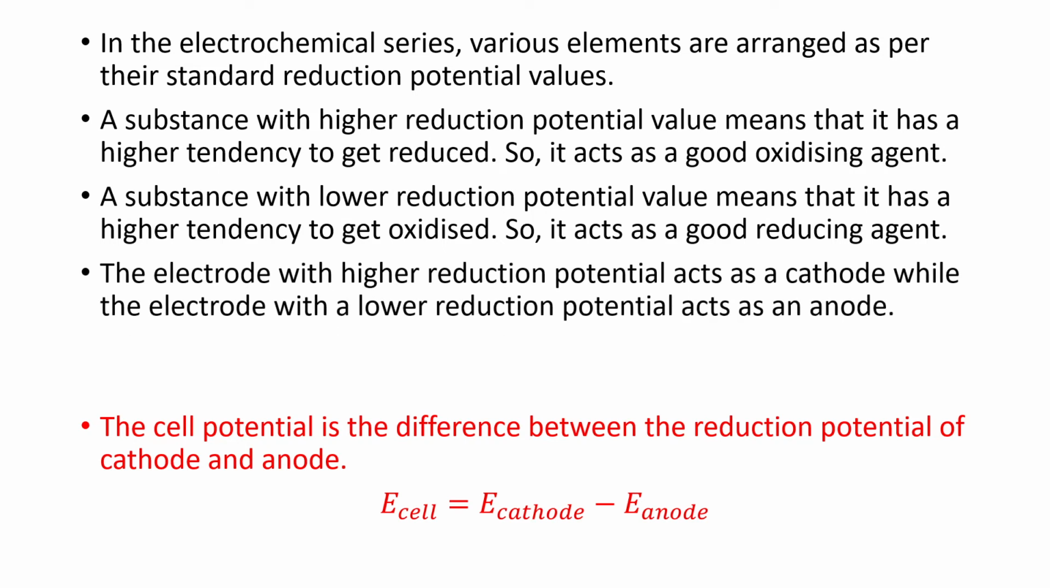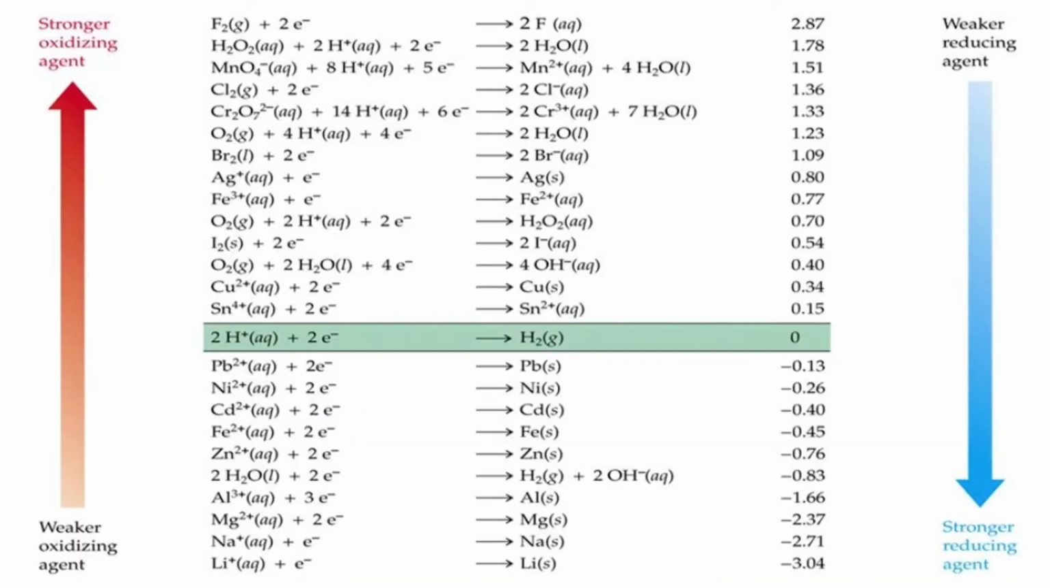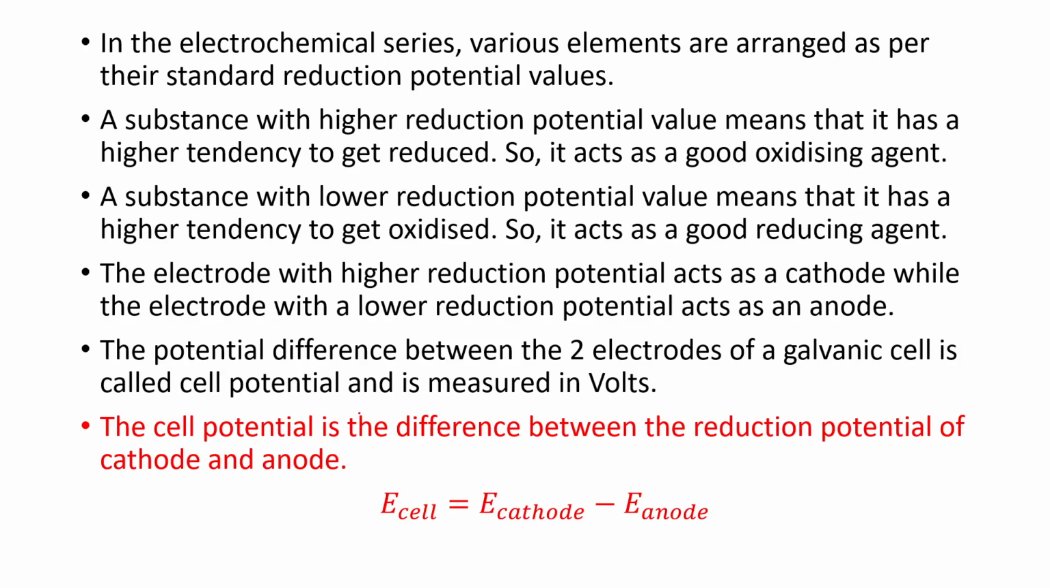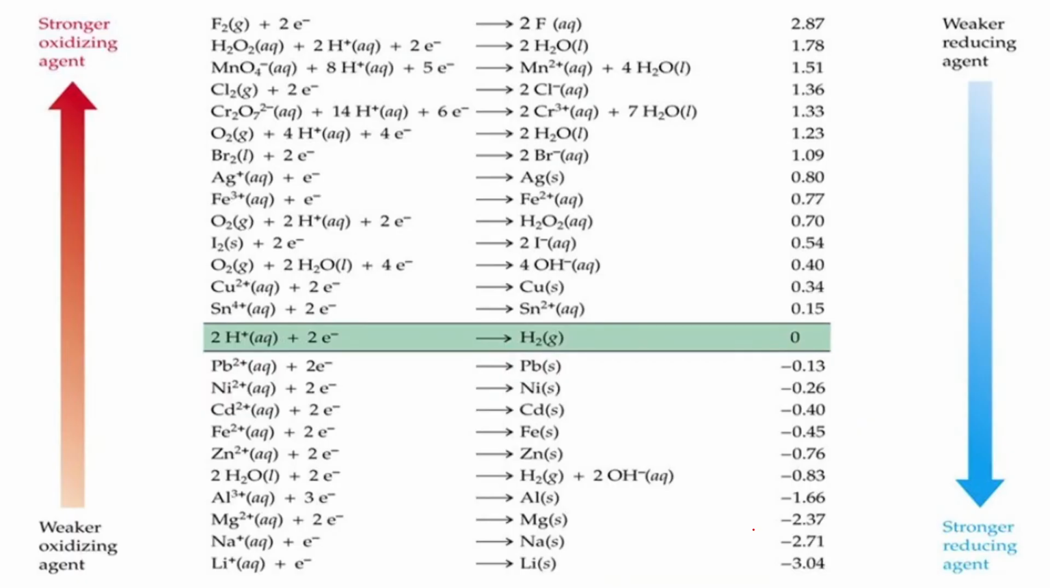The electrode with a higher reduction potential acts as a cathode, while the electrode with a lower reduction potential acts as anode. The potential difference between the two electrodes of a galvanic cell is called cell potential and is measured in volts. The cell potential for a reaction is measured by the formula E cell = E cathode minus E anode, where you write both E cathode and E anode in the form of E reduction.